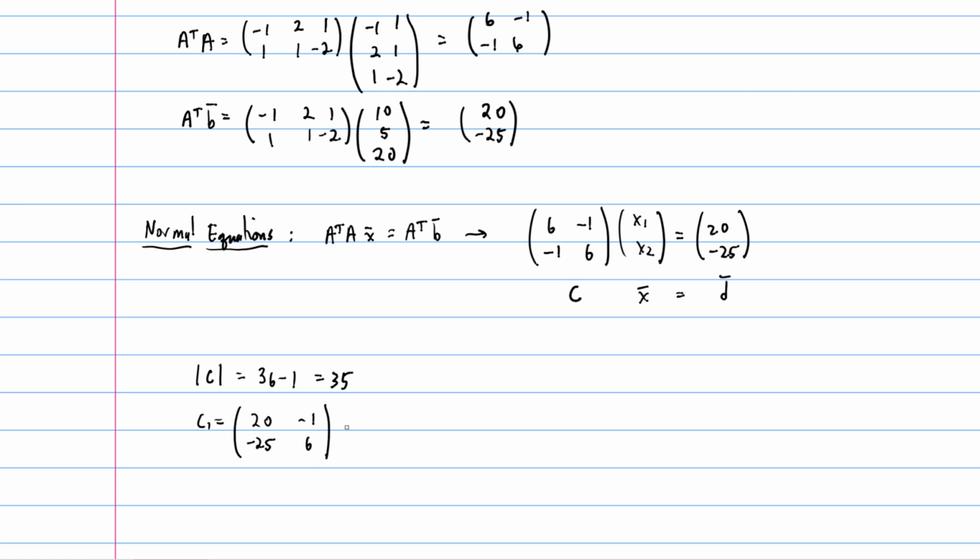So I've written equals, but really we want to have like an arrow here. So the determinant of C1 is going to be 120 minus 25. Okay, and so that's going to be 95, right?